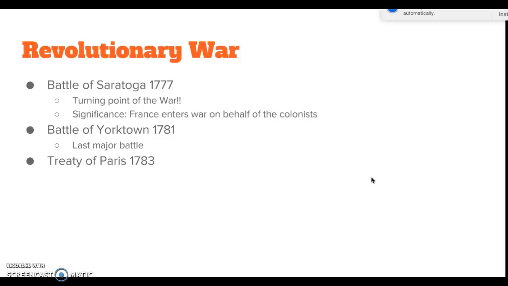And by 1781, at the Battle of Yorktown, Lord Cornwallis surrenders, ending the fighting of the American Revolution, but it would not legally come to an end until 1783 with the Treaty of Paris, where Great Britain will recognize an independent United States of America and will extend our boundaries all the way up to the Mississippi River.